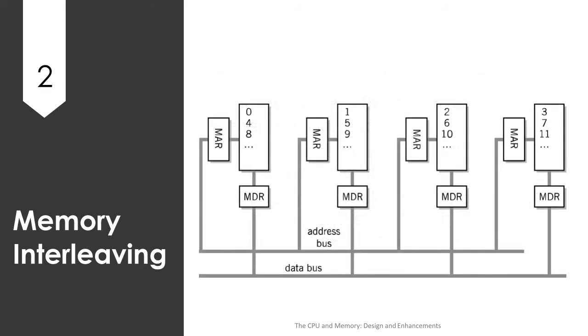This is an illustration of the memory interleaving. As you can see here, the memory has been divided into 4 parts. And each of the parts has its own MAR and MDR. This means the CPU can have access to all 4 parts of this memory. And the CPU can fetch the data from these 4 simultaneously at one time.